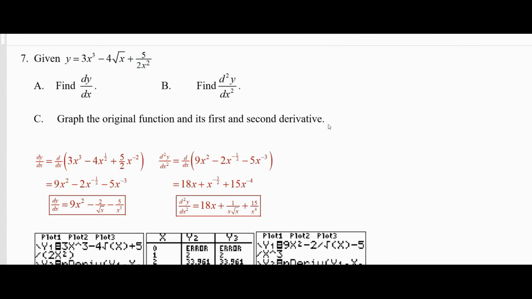Here we have y equals 3x cubed minus 4 square root of x plus 5 over 2x squared. Find the first and second derivatives. Well, the trick here is just to rewrite this as a sum of power functions, and it's pretty easy. The square root of x is just another way of writing x to the 1/2 power. And we can rewrite this as 5/2 times x to the negative 2.